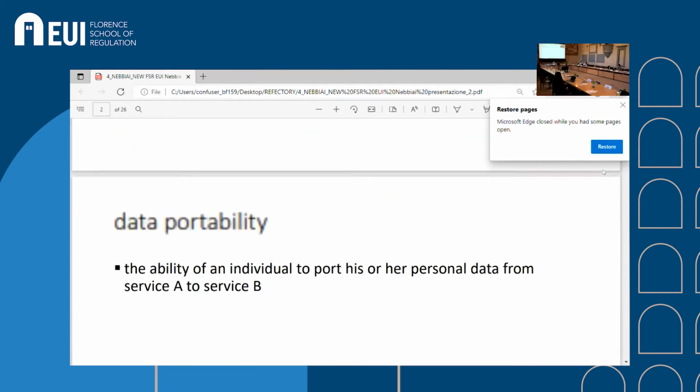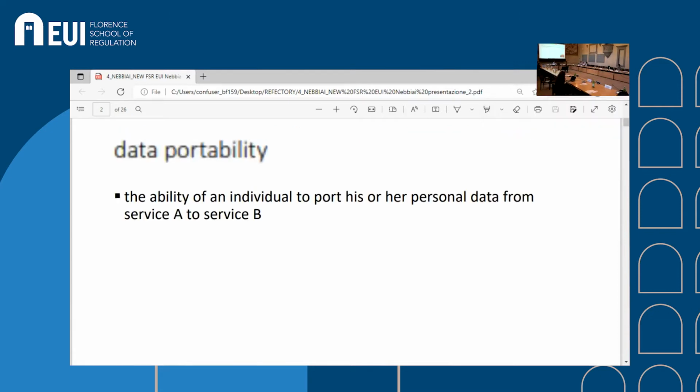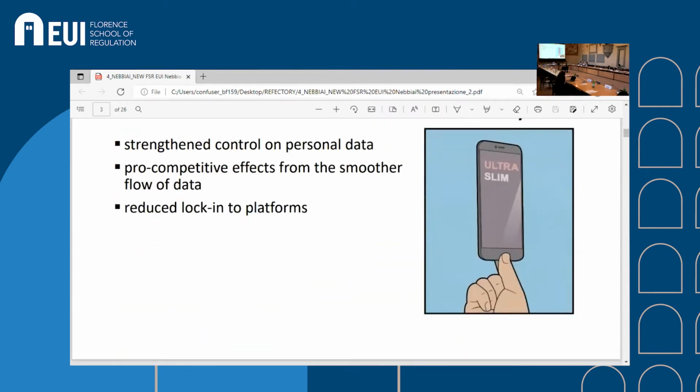Okay. So starting from data portability, I think the audience is very well trained about what this concept is about. So this is one of the many definitions that are possible. It is the ability of an individual to port his or her personal data from a service A to a service B. So why is this right so important, and why is it in the GDPR? There are two main reasons. The first one is that it gives a stronger control on personal data, especially from the data protection point of view.